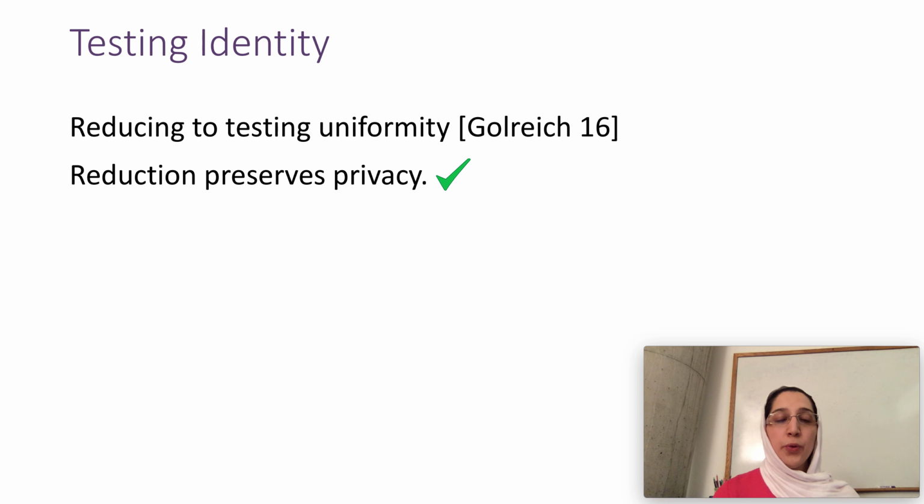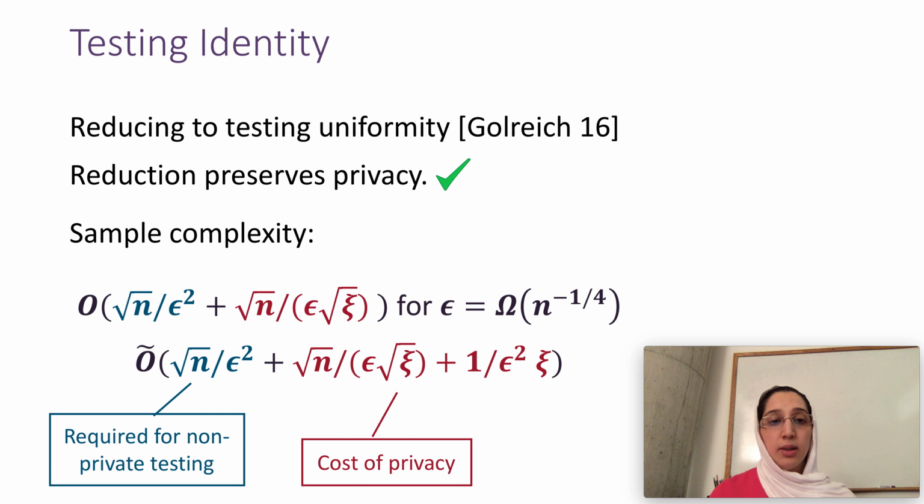Goldreich provided a reduction from testing identity to testing uniformity. We can show that the reduction preserves the privacy, so we only need to focus on testing uniformity, which I'm going to explain in a second. But for testing identity, we get the following sample complexity. The first term is required even in the non-private setting, and the rest of the terms are essentially the cost of privacy, which are all in an additive form. So it explains that for a reasonable regime of epsilon, it's very cheap.